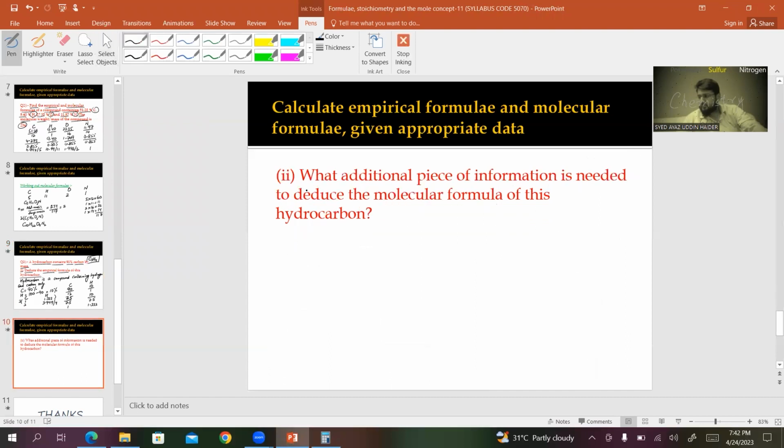On the next part, what additional piece of information is needed to deduce the molecular formula of this hydrocarbon? Molecular mass is required. Molecular or molar mass.